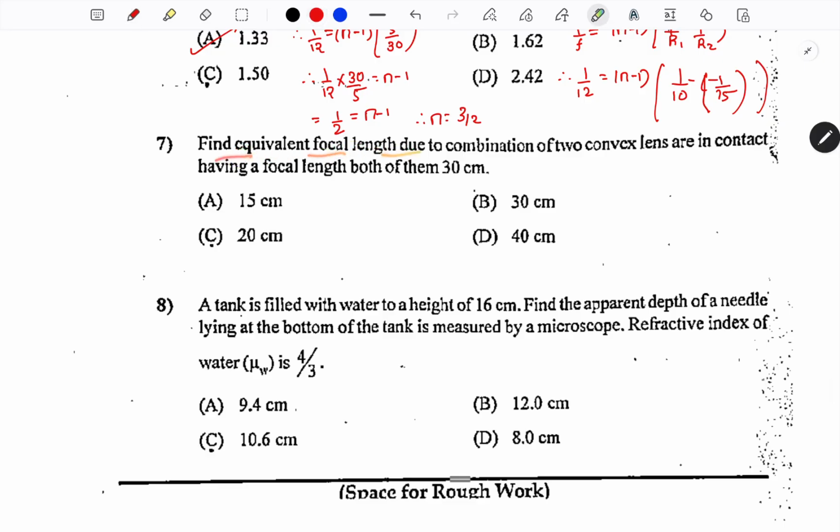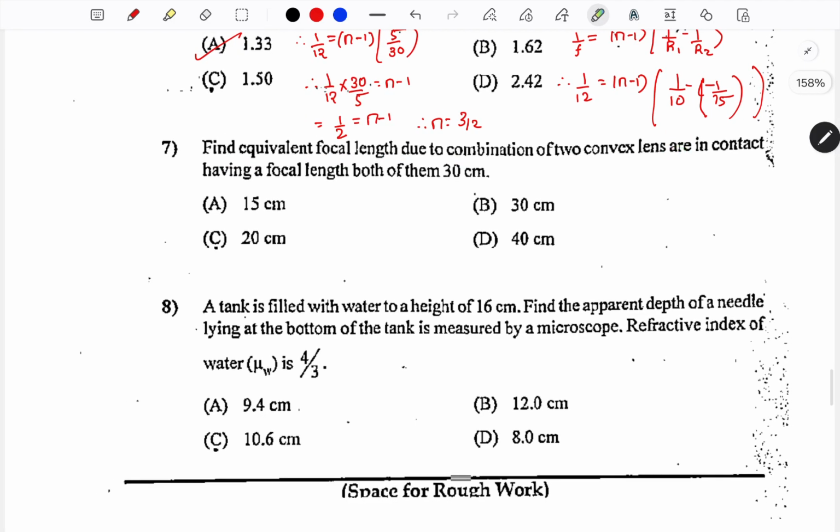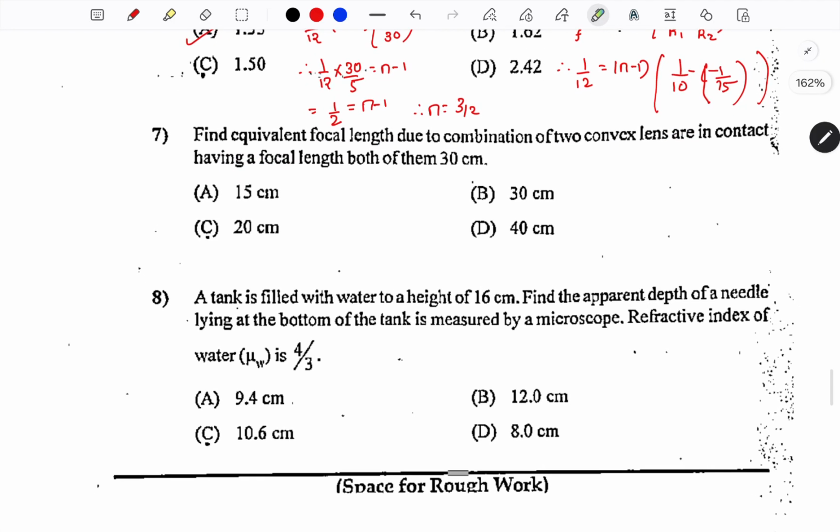To find the equivalent focal length of a combination of two convex lenses, both having focal length 30 centimeter. Again a direct formula-based question. We know that for effective focal length, 1 by f is equal to 1 by f1 plus 1 by f2, and both are 30. So we can write 2 by 30 is equal to 1 by f. Therefore f is equal to 15 centimeter. So option A.